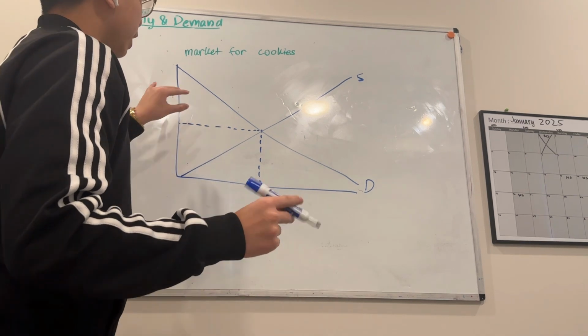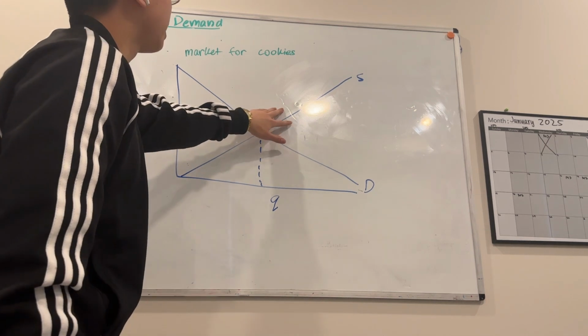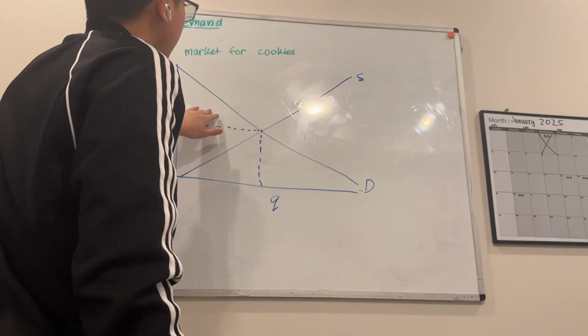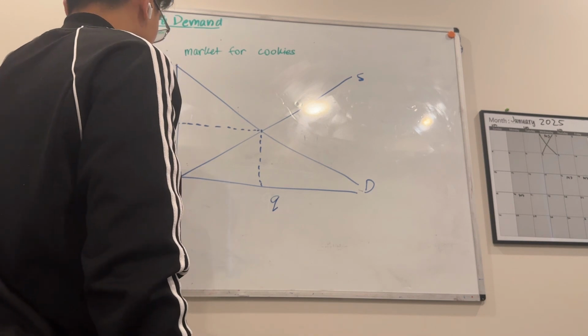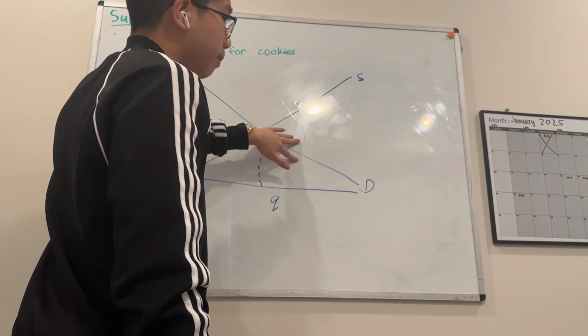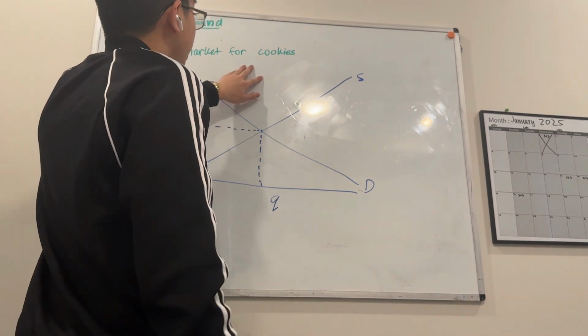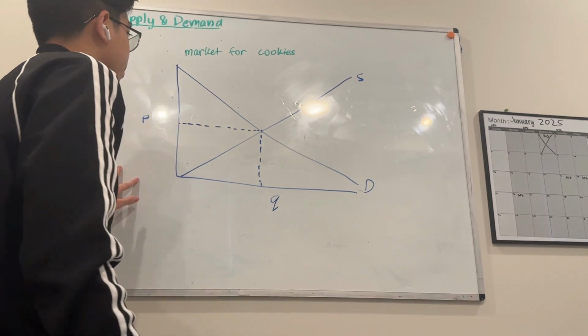The reason why they don't want to charge any higher is because they'll have a surplus of goods. Their demand would be less than their supply because their prices are too high, and they'll have leftover goods. If they charge too little, then their supply would be less than their demand, and they wouldn't have enough cookies for everyone that wants cookies.